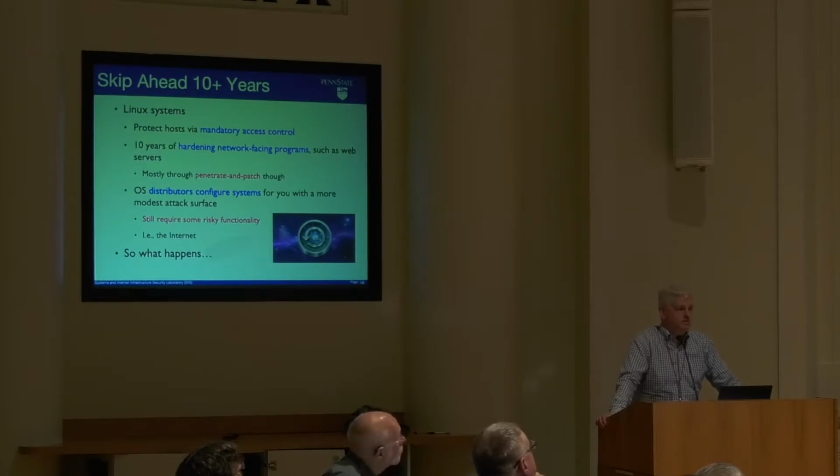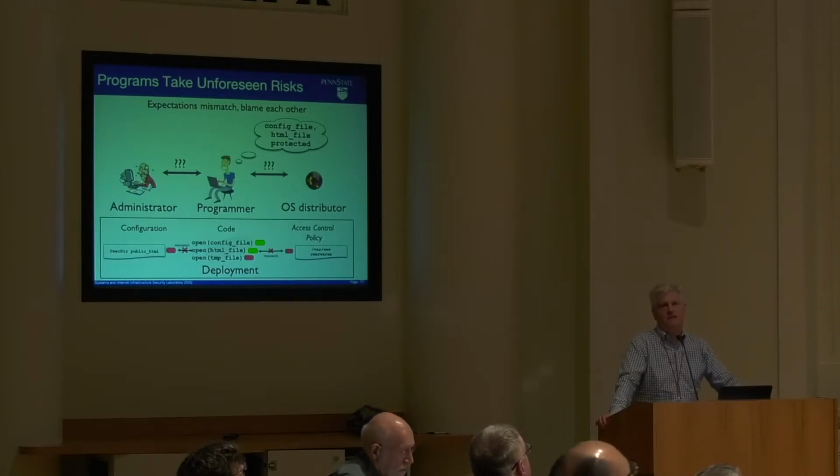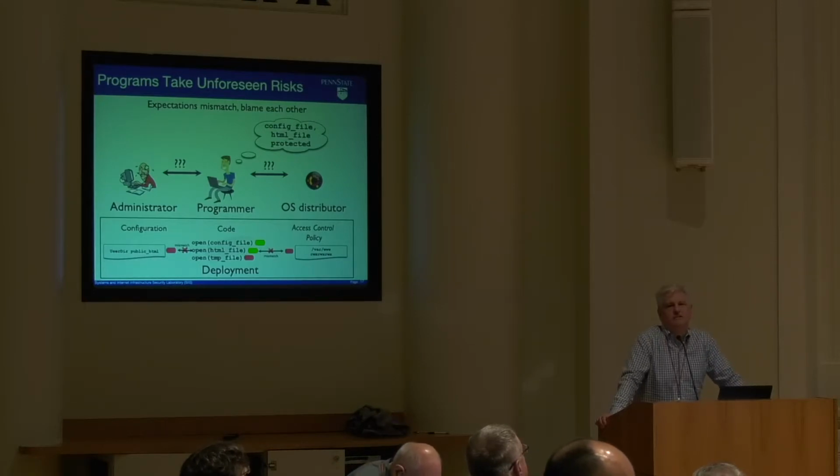And then the OS distributors did changes to the configuration of their systems to reduce the attack surface in the way that the Microsoft folks talked about initially with the attack surfaces. So after we did all of this, then what happened is that we got to where I described just a little bit ago, where we have this attack and there's still this possibility of mismatches because we have programs that are taking these unforeseen risks.